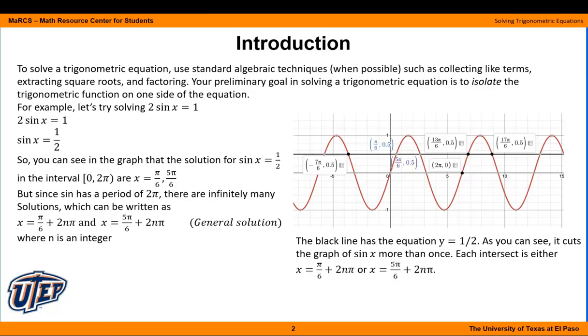The graph on the right illustrates this idea nicely. Notice that the horizontal line intersects the sine curve repeatedly. Each intersection represents another solution to the equation. As we work through the lesson, remember that finding solutions in one cycle is only the first step. We must also consider the period of the trigonometric function and write the general solution.